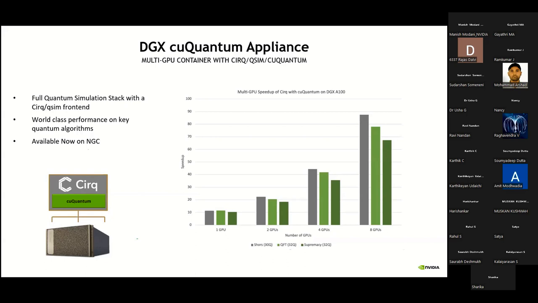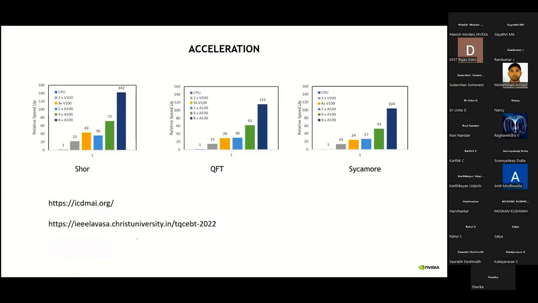Here I'm showing three speedups. Those are from one year back, for Shor's algorithm, QFT and Supremacy. And there we see the speedup is around 70x to 90x, somewhere like that, using 8 GPUs. Now the same thing has a further speedup, and these I ran recently on the C-DAC machine, Param Siddhi. And here I'm showing the comparison between the earlier GPU, V100, as well as A100, the current generation.